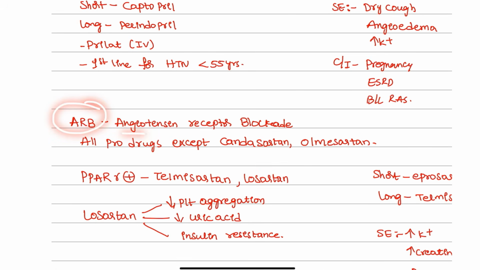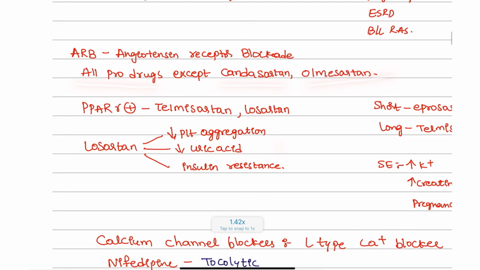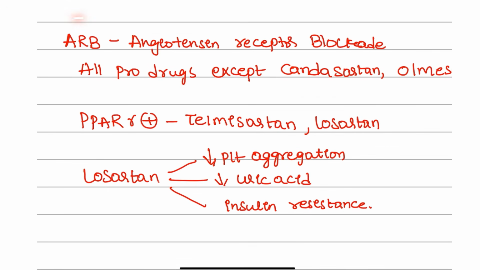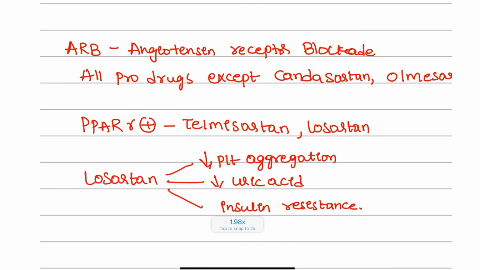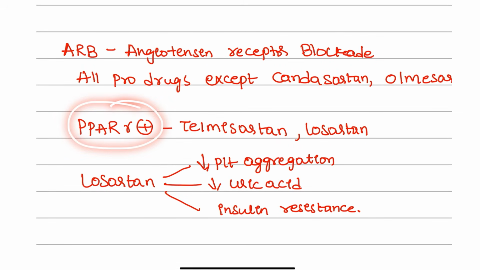Next, ARBs, angiotensin receptor blockers, so that aldosterone is not produced and BP will not increase further. And same here, all are prodrugs except candesartan and olmesartan. And what is the main mechanism of action for the ARBs? If we start with an angiotensin receptor blocker with PPAR gamma activity, what happens? It will affect the PPAR gamma actions, such as platelet aggregation, and also insulin sensitivity, which will be increased in this patient.